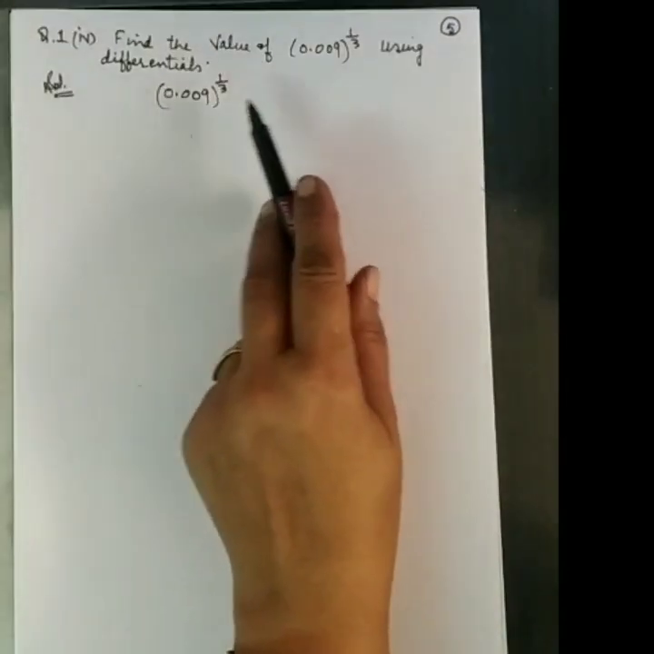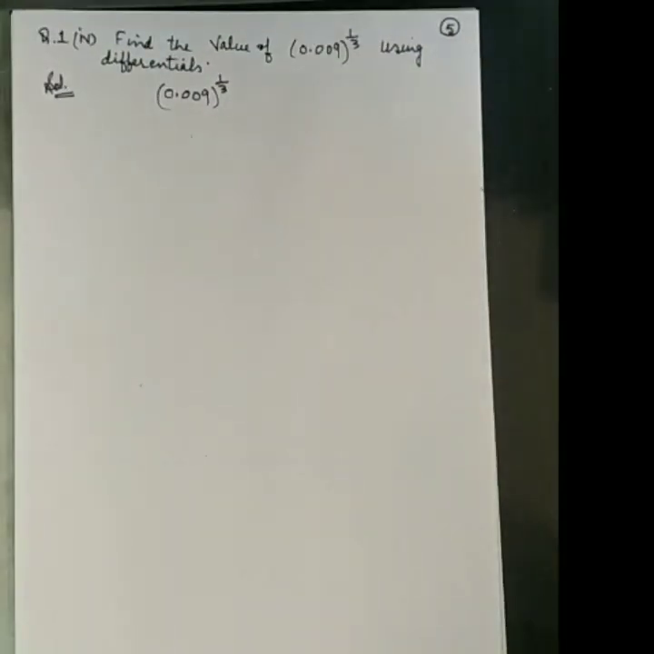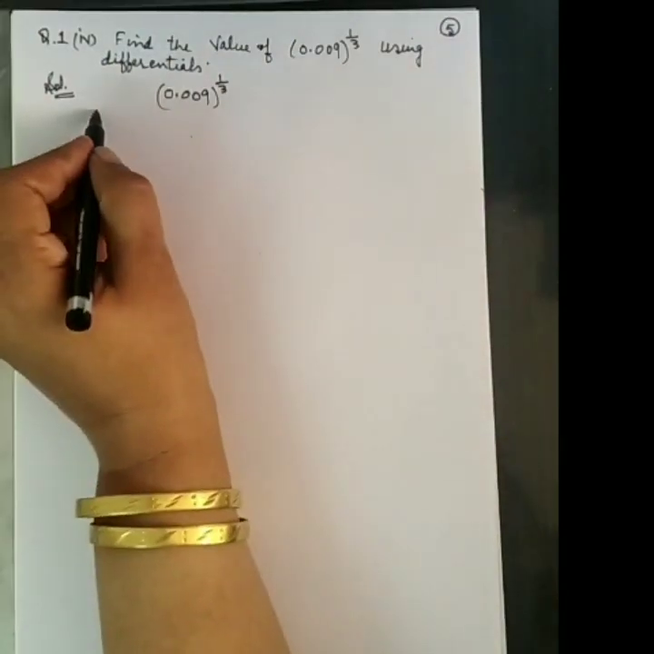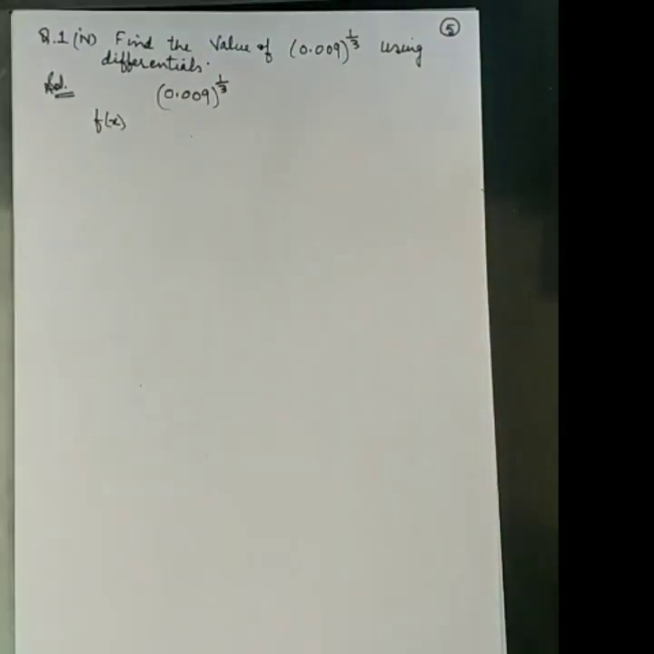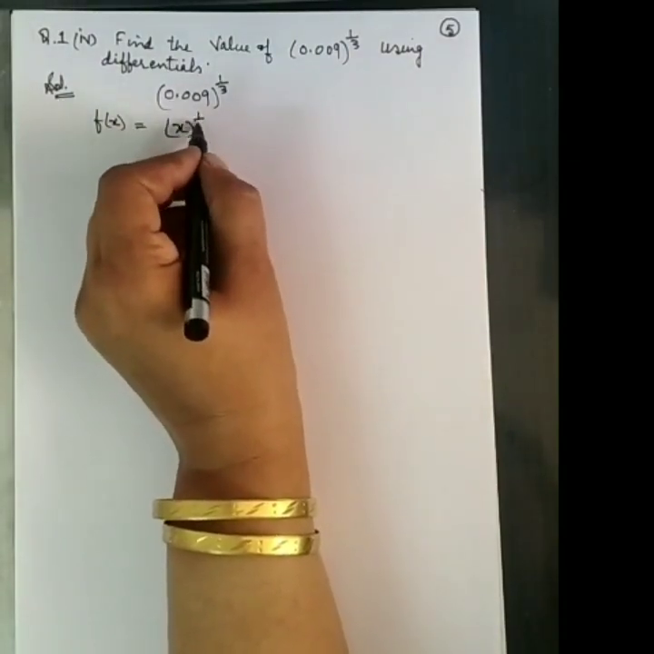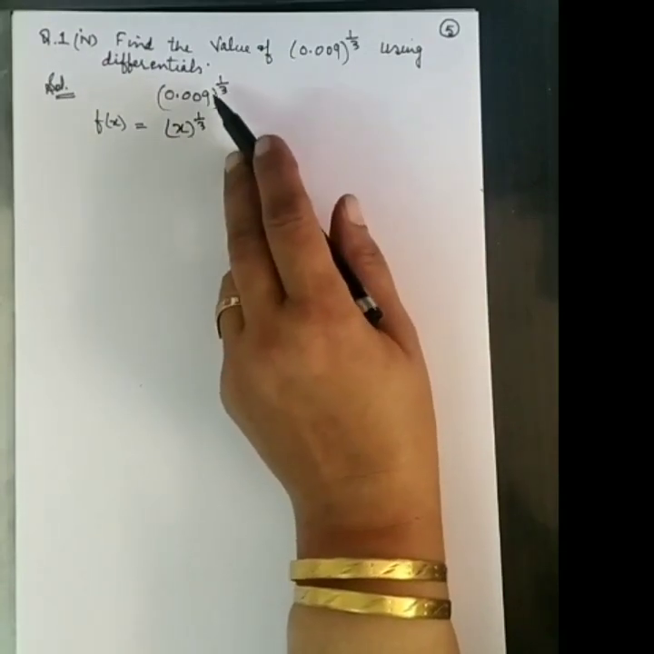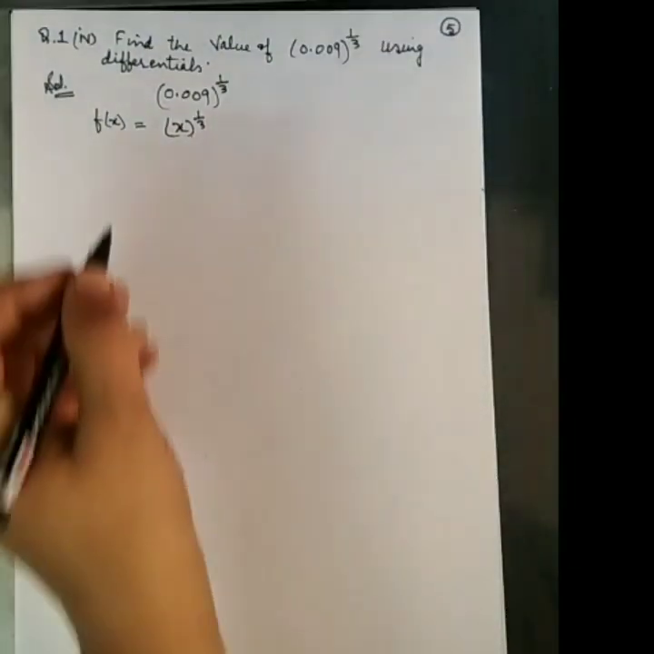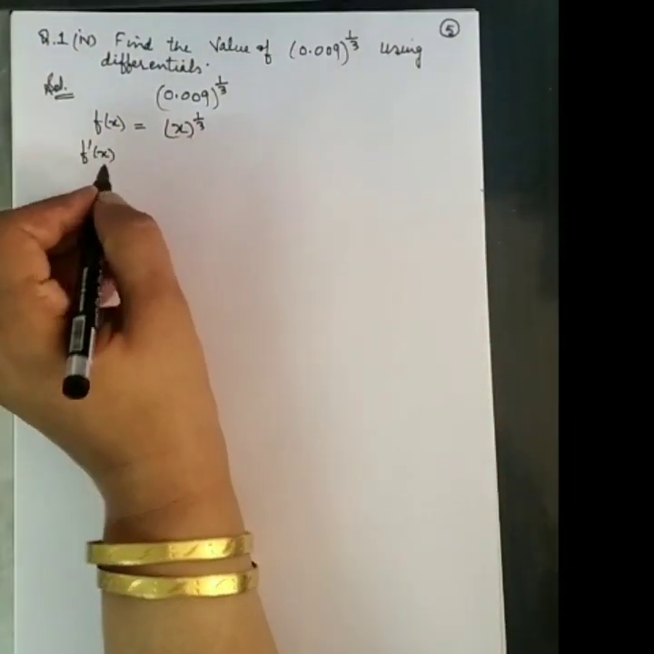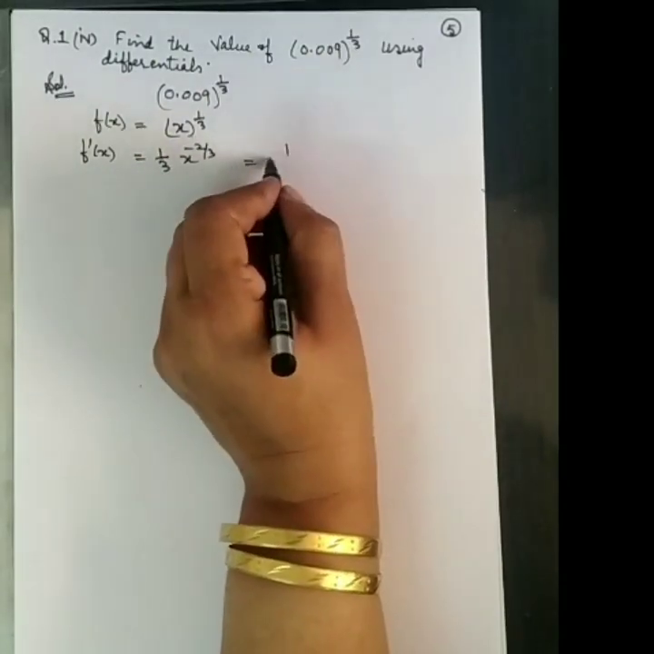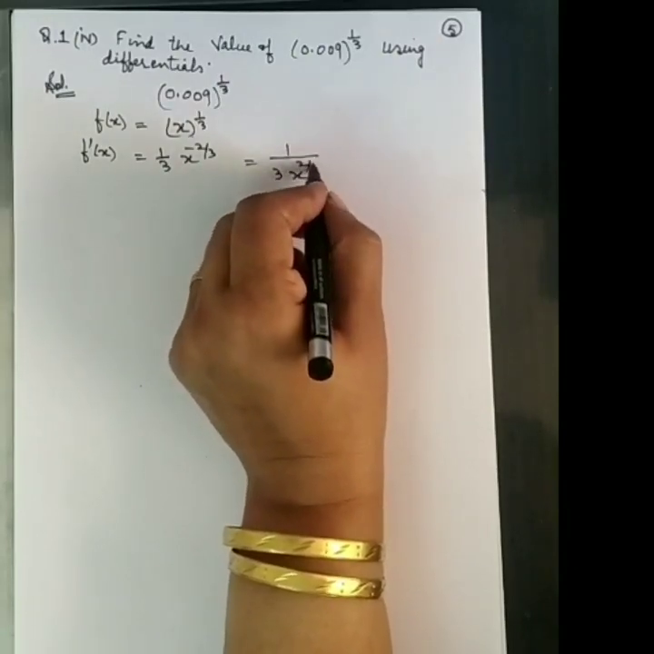Next question. Find the value of the cube root of 0.009 using differentials. In the same way, identify the function first. So what will be the function? Think over it. Yes, it will be x raised to power 1 by 3. Now find f dash x. It is 1 by 3 x to power minus 2 by 3. That is 1 upon 3 x to power 2 by 3.